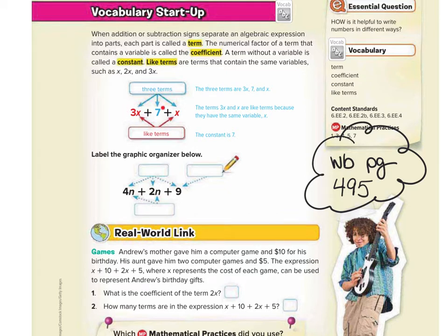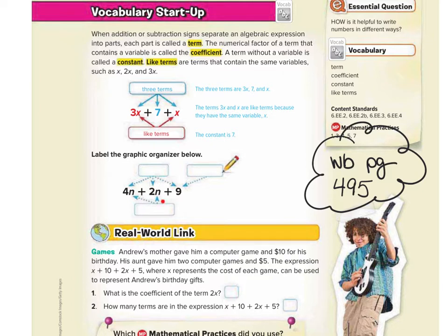So everything that's separated by an addition or a subtraction symbol is a term. So 3x is a term, 7 is a term, and x is a term. 3x and x are like terms because they both have an x. 7 is a constant because it doesn't have any variable.